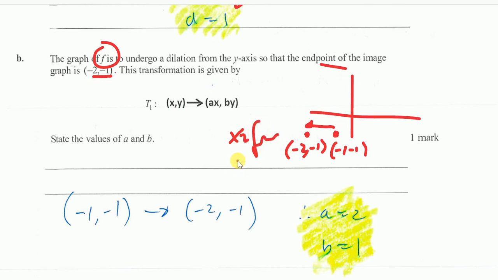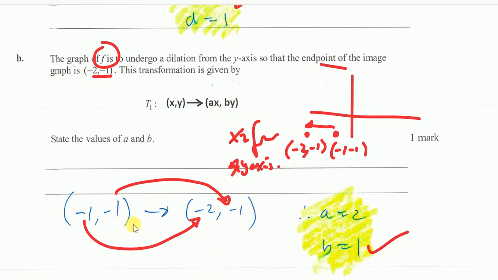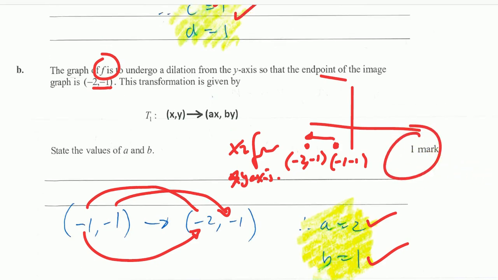from the x-axis, the y-axis. And I'm multiplying the x value by a factor of 2. -1 became -2. -1 stayed -1. So since the y value hasn't changed, b has to equal 1. And since the x value has gone from -1 to -2, a must equal 2. You need to get them both right to get it correct.